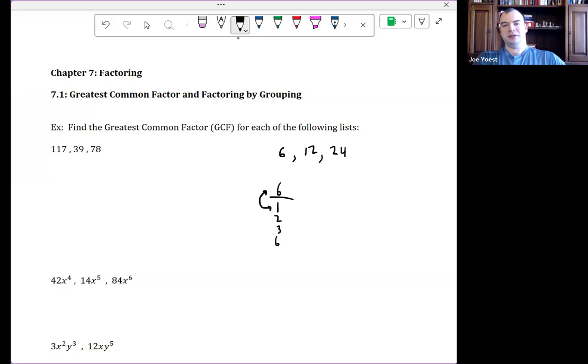So 6 divided by 1 is 6. 6 divided by 2 is 3. 6 divided by 3 is 2. 6 divided by 6 is 1. Or in other words, I could break 6 into 1 times 6. So I write 1 and 6 down as factors. I could also break 6 into 2 times 3. So I write 2 and 3 down as factors.